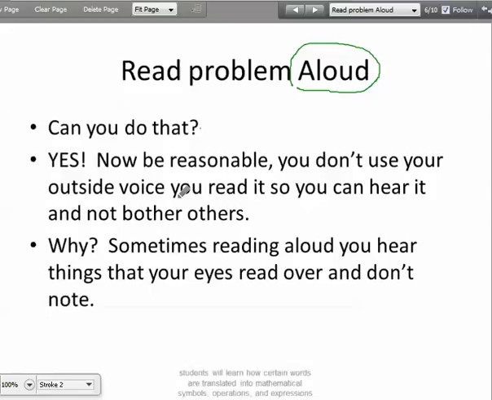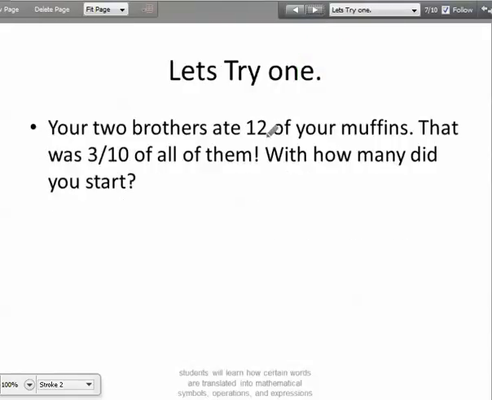Yes. Now, be a little reasonable. You don't want to use your outside voice. You don't want to yell like you're screaming across the playground at someone or something like that. But you can read it aloud so that you can hear it and not bother other people. If the proctor thinks that you're being a little loud, they might try to move you around a little bit to get you a place where you won't bother other people. But it is important that you hear the words, okay? Sometimes reading aloud, you hear things that your eyes read over and you might not understand it. So it's always better to try to read a problem aloud.